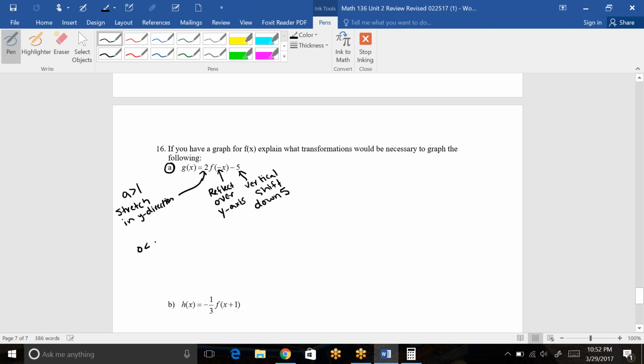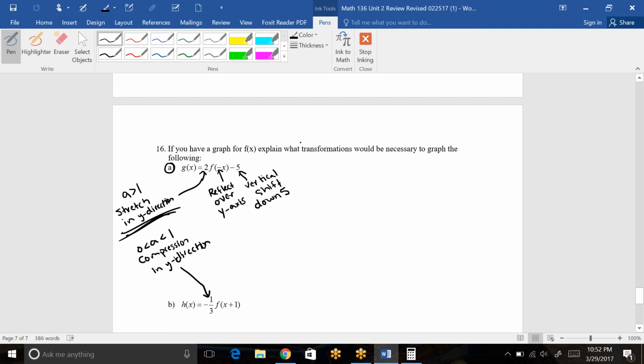If the number is between 0 and 1, so it's a fraction essentially, it would be a compression in the y direction. So notice this one is a stretch, whereas this one right here is a compression.